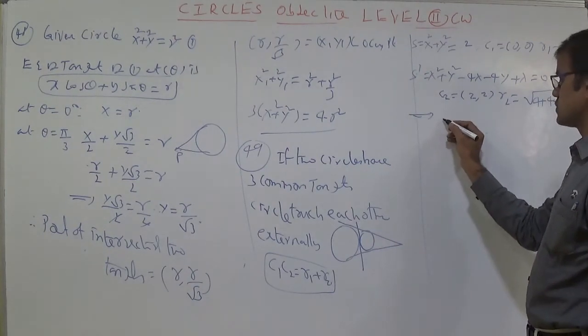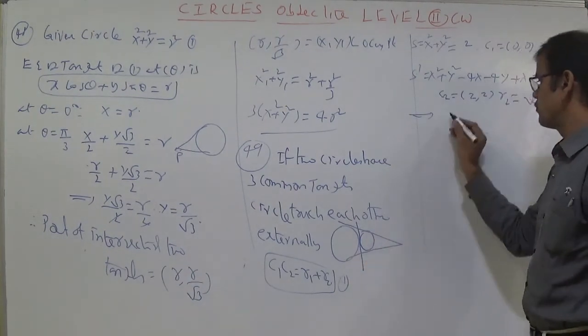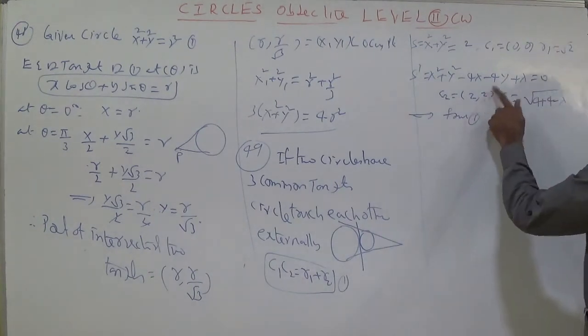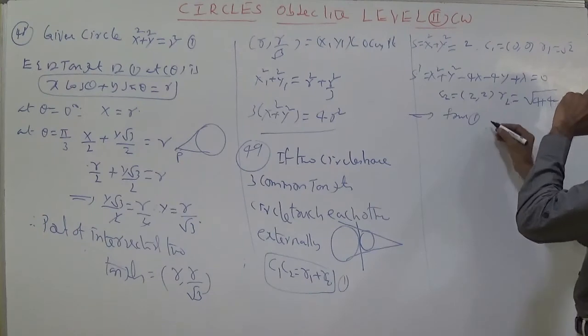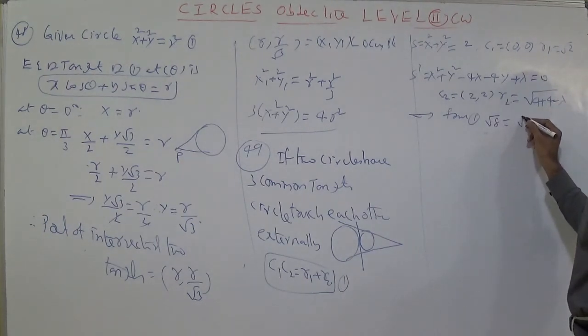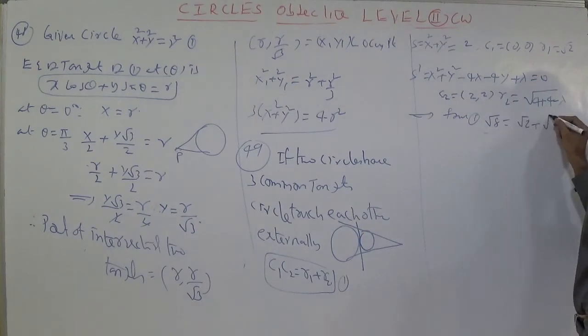Using the condition C1C2 is equal to R1 plus R2, from 1 I am writing. What is the value of C1C2? 2 squared plus 2 squared is 8, so root 8. Root 8 is equal to root 2 plus root of 8 minus lambda.